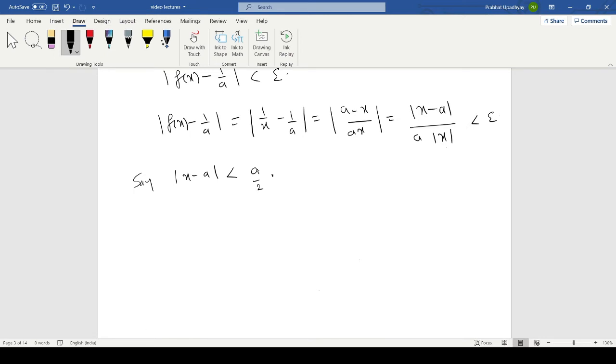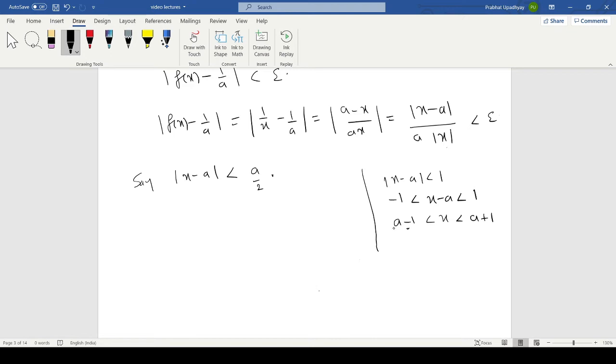Now you might wonder why I have not chosen 1 here. All the time I choose 1 here, but this time I didn't. See what problem can occur if I choose |x − a| to be less than 1. I'll have −1 less than x − a less than plus 1, and if I add a, I'll have a − 1 less than x less than a + 1. Now here, since I want a condition on 1 upon |x|, I don't know if this a − 1 is positive or not.